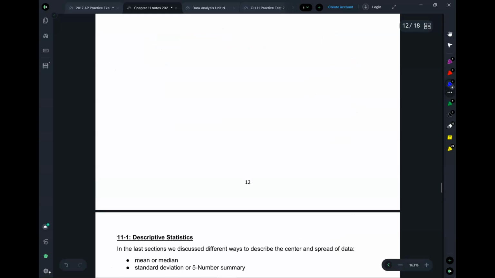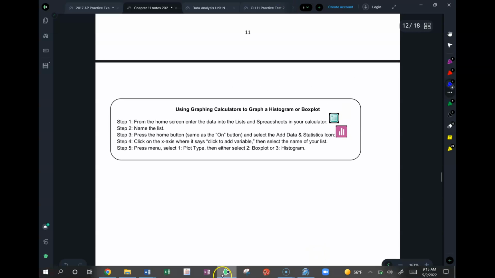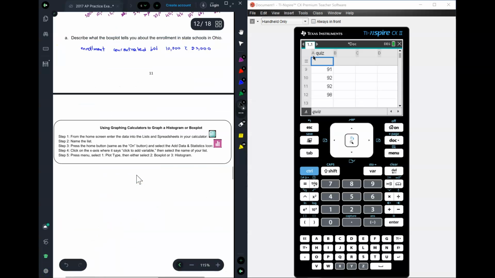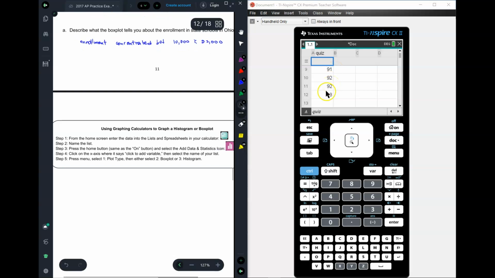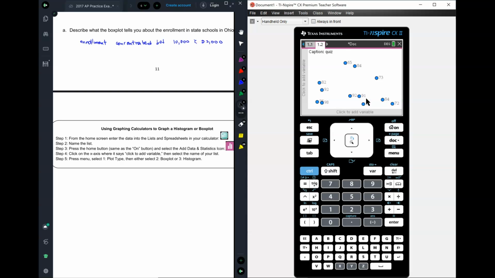Okay, let's use our calculators to do this. Go ahead and take out your calculator. Okay, so we put in the quiz scores. We did this. We named the list. Okay, and now let's go here. So press the on button again, and then the histogram button, the purple one next to the spreadsheets. Okay, this is all your data.